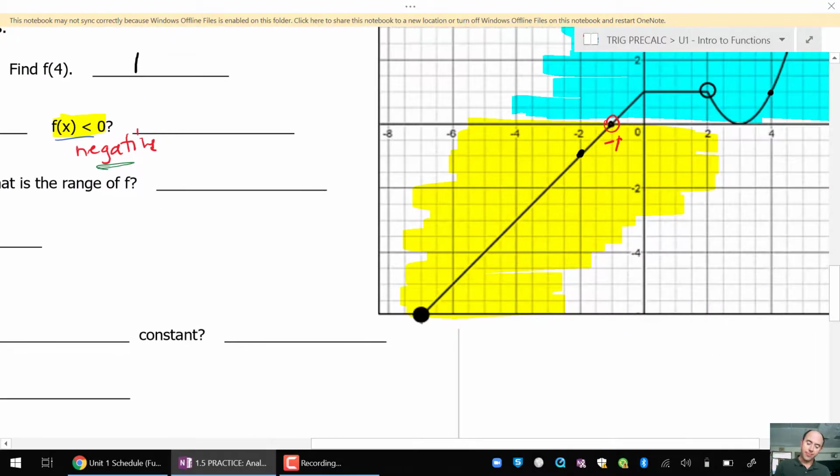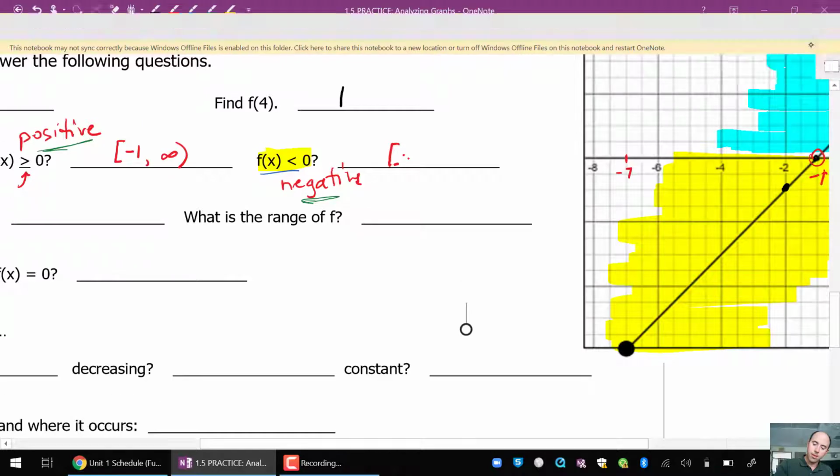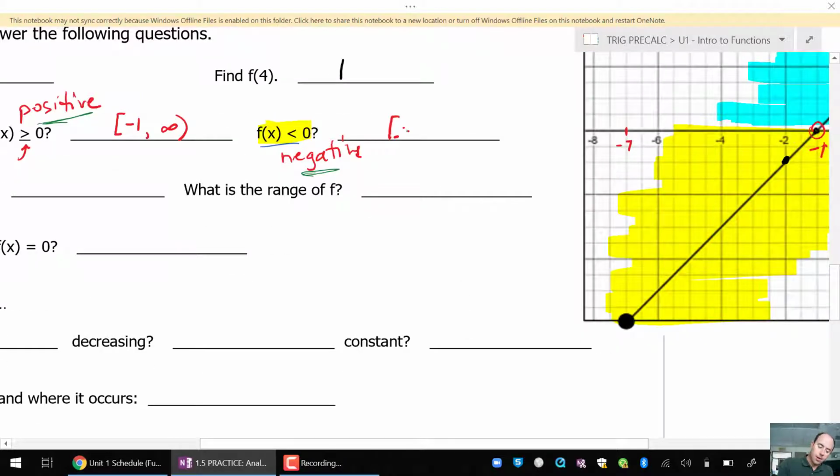Negative, well, that would be, again, x values. This is an x value of -7, way down here. From -7 all the way to -1, that function is below the x-axis. So from -7, again, let's include that -7, all the way up to -1.